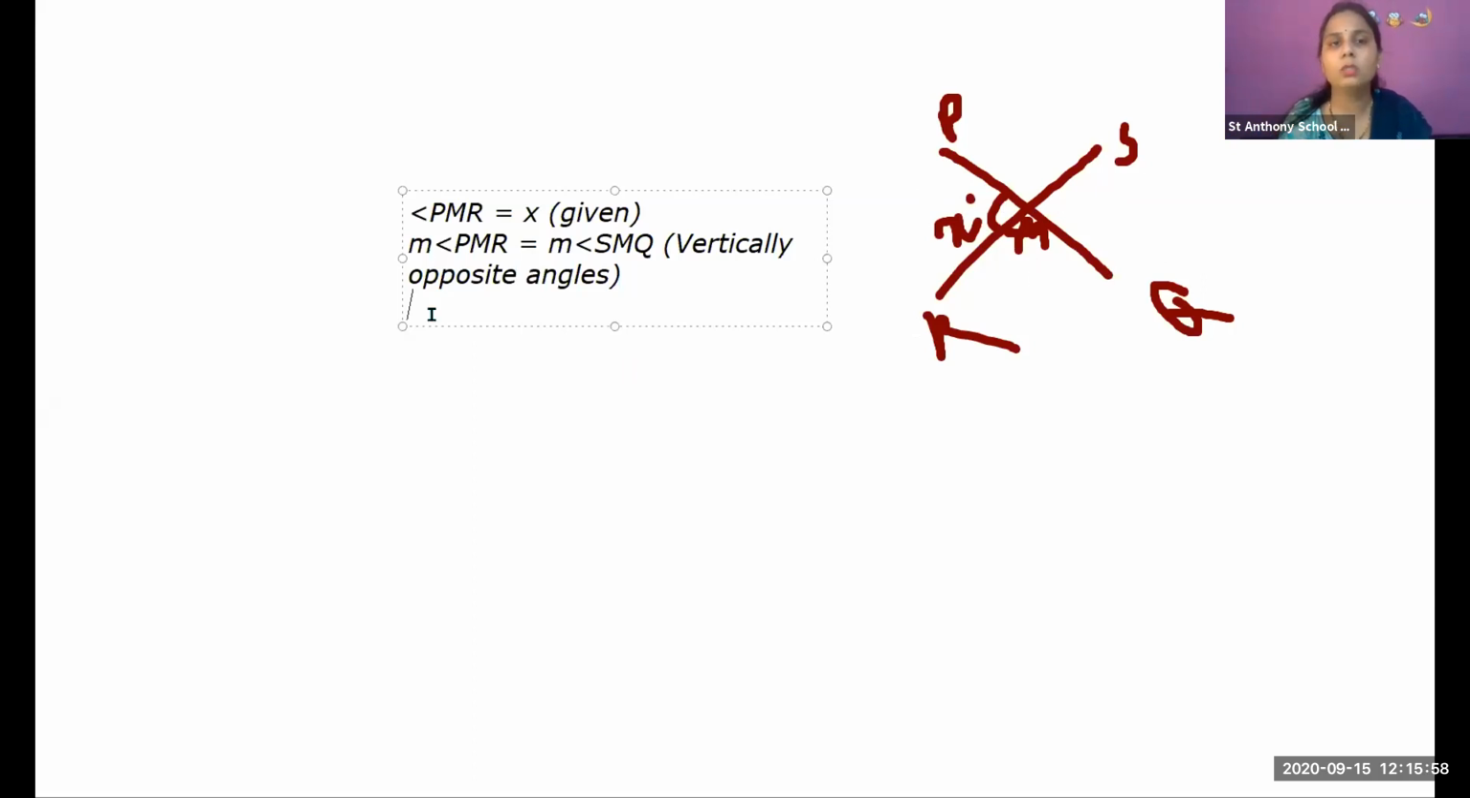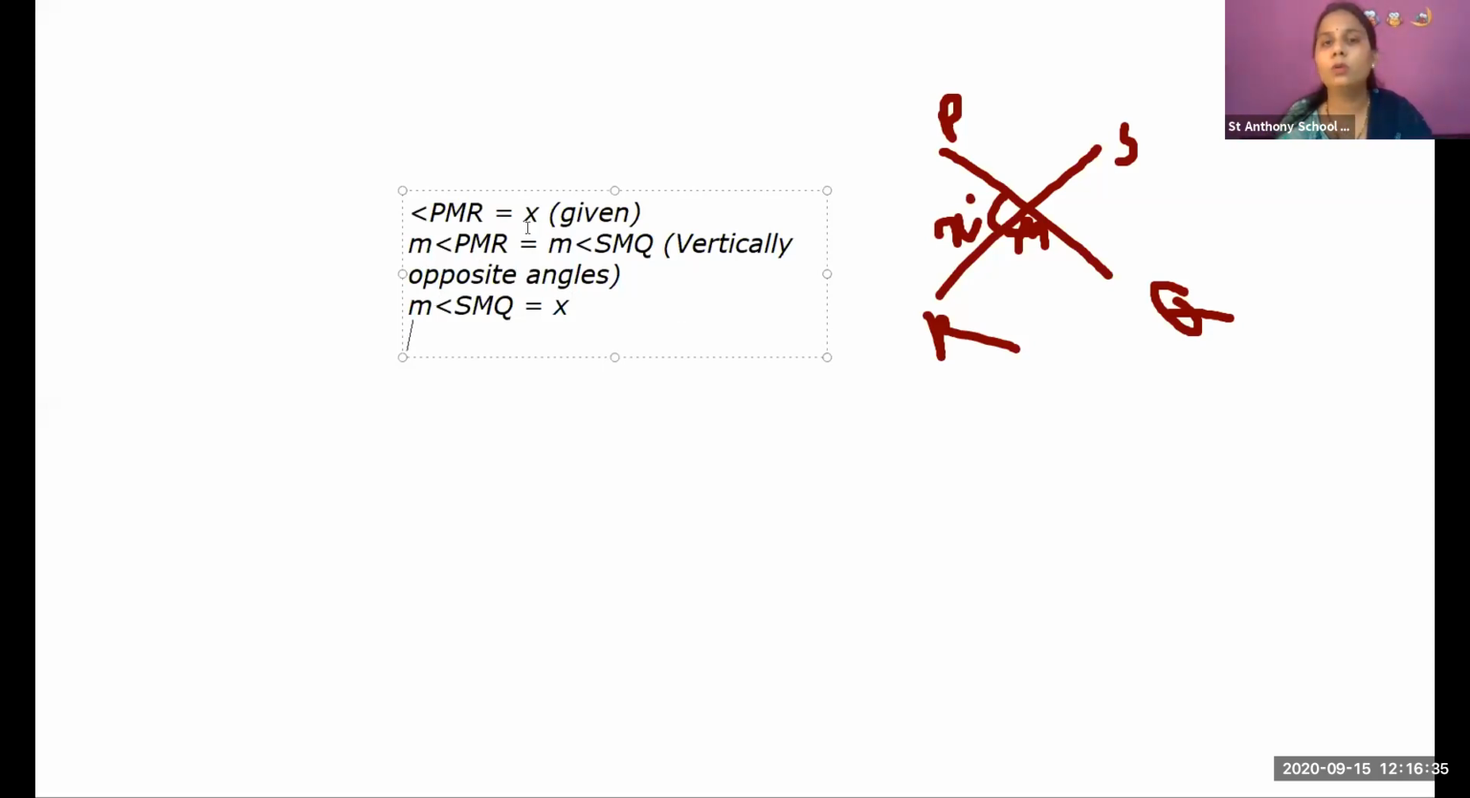Now the value of angle PMR is equal to what? X degree. So therefore the value of SMQ is equal to what? Therefore measure of angle SMQ is also equal to X, right? Measure of angle SMQ is also equal to X. So we got one of the angles' value, right? अगर PMR है तो SMQ भी X ही है, right?